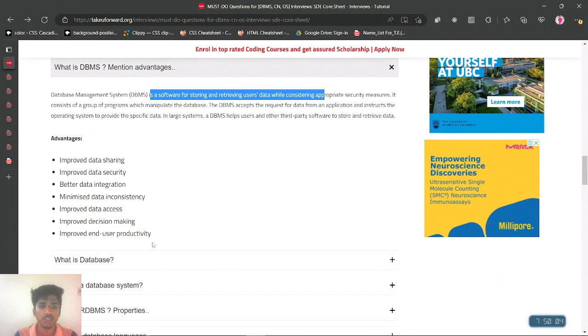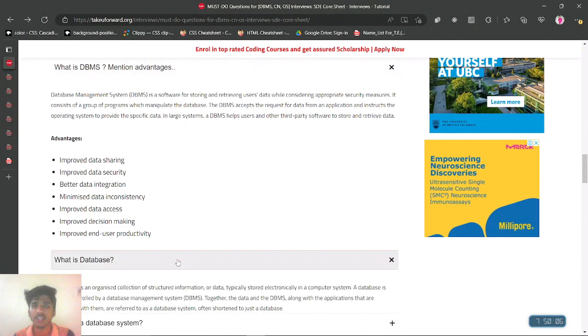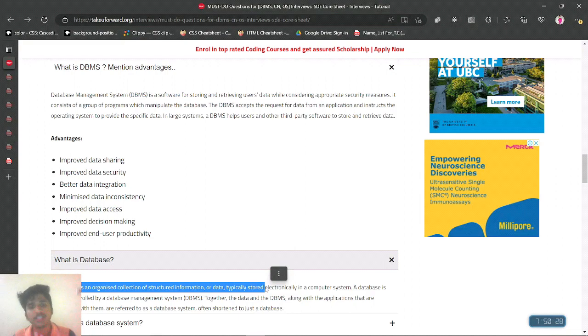Then comes the database. A database can be considered an organized collection of structured information, or data, typically stored electronically in a computer system. Here Striver has given us the definition: an organized collection of structured information or data typically stored electronically.